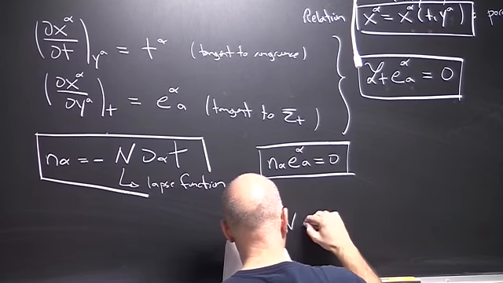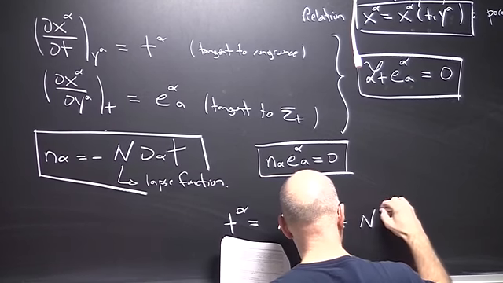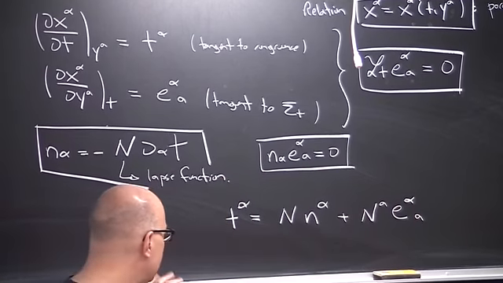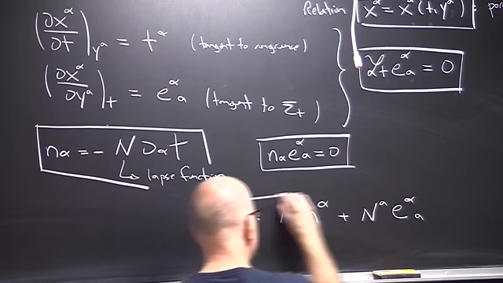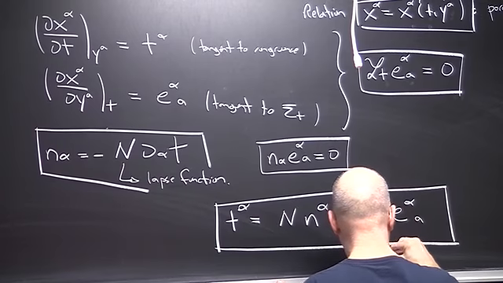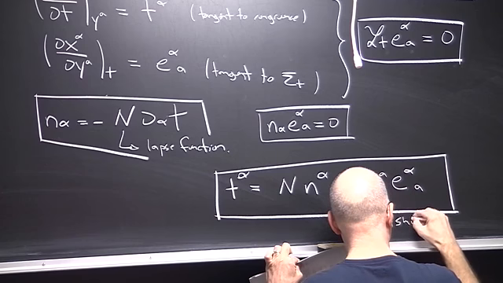I'll just write it down. t is going to have a component along the normal direction, but it's also going to have components along the tangential directions if t is not aligned with n. And the coefficient of the tangential part is also something very important. It's called the shift vector.